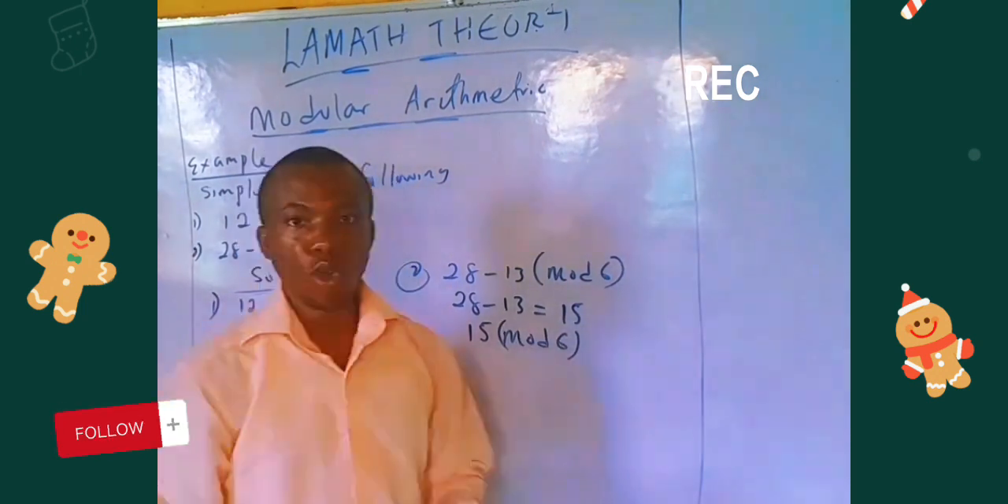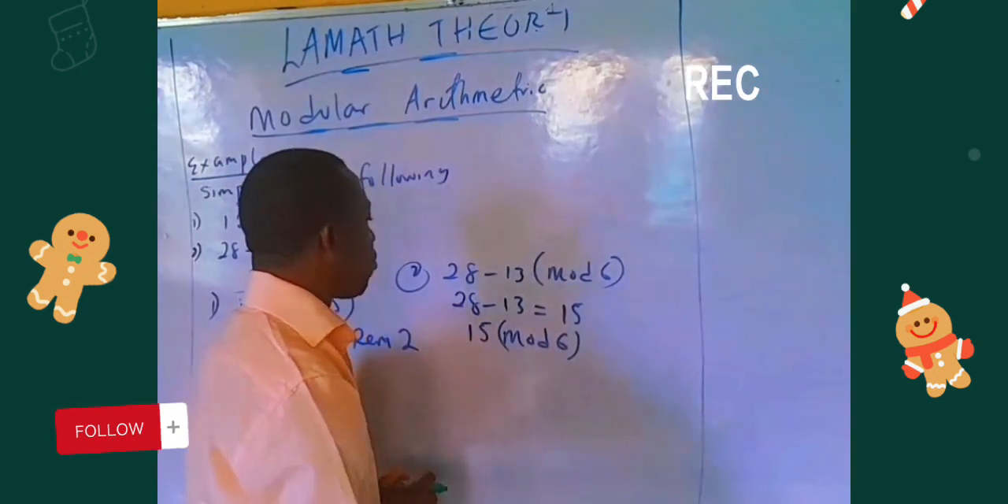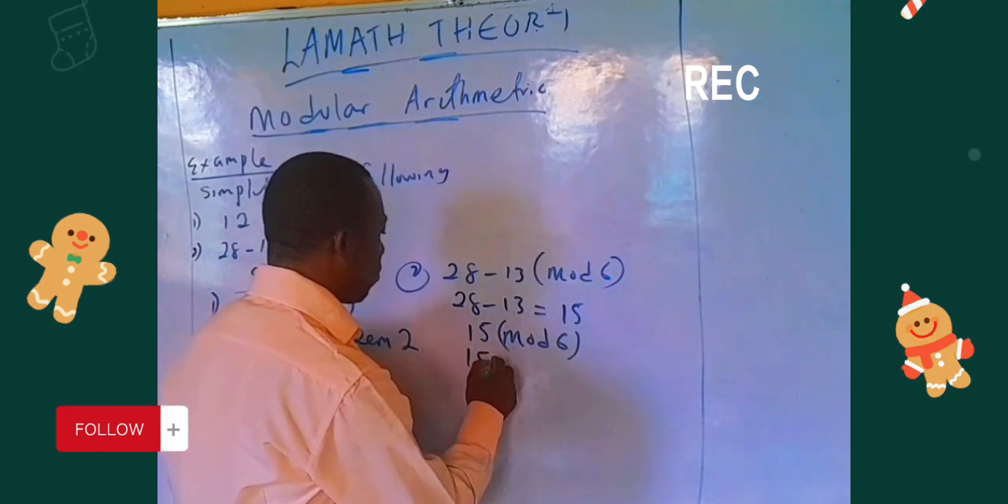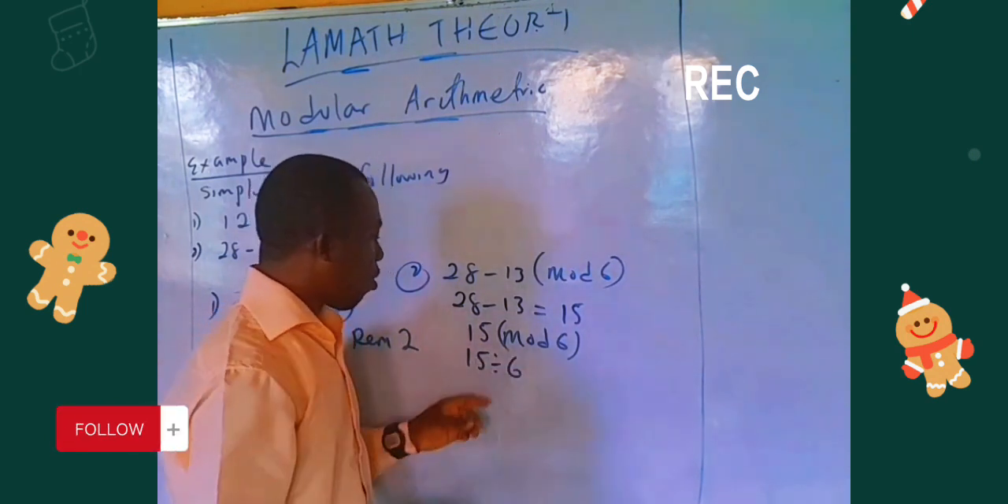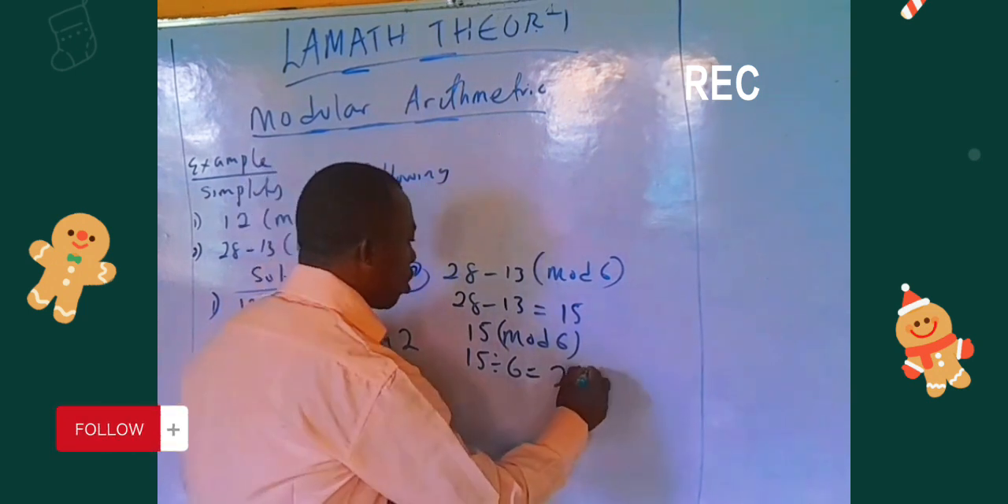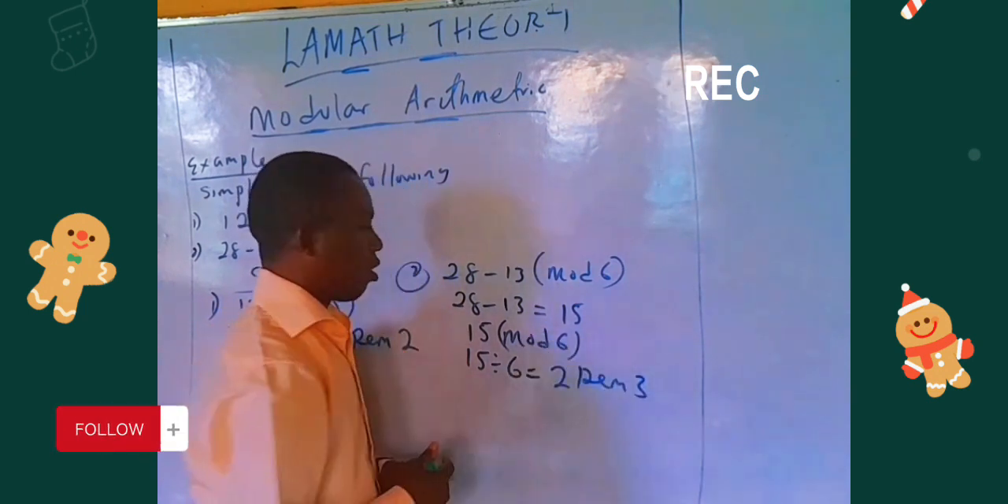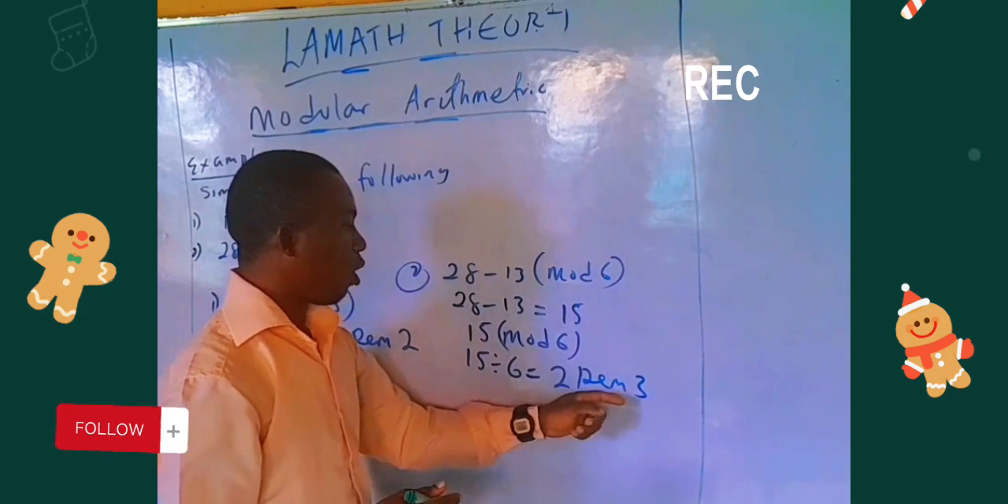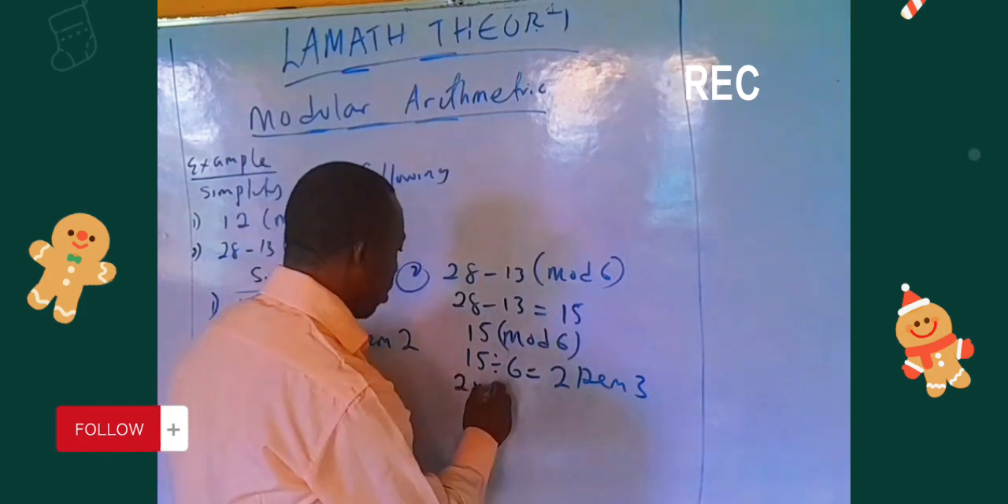Under 15 modulo 6, we say 15 divided by 6. 15 divided by 6 is 2, remainder 3. So we have a remainder of 3. So we can also say 2 times 6.